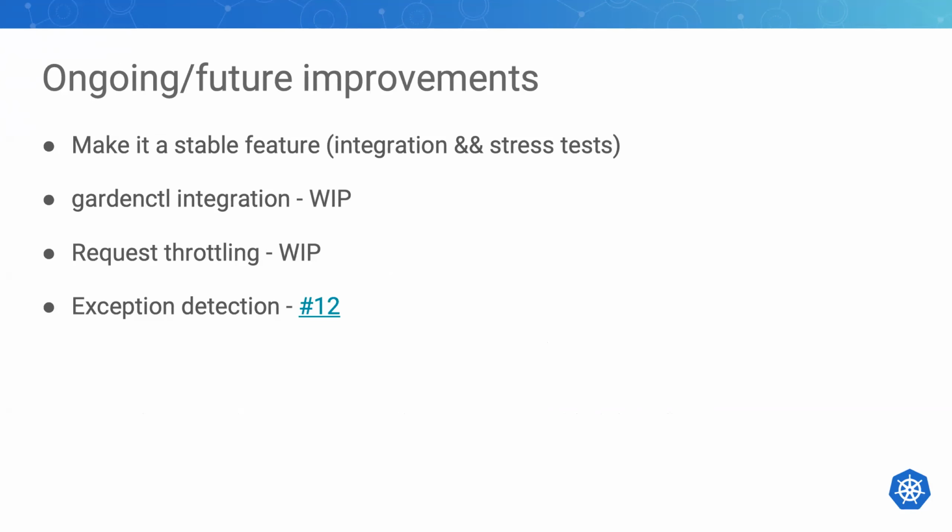So, ongoing and future improvements. The priority will be to make it a stable feature, and we already have some integration tests, and we'll continue with them. Right now, the logging is behind a feature gate. So maybe the priority would be to make it stable and not an alpha or beta feature.